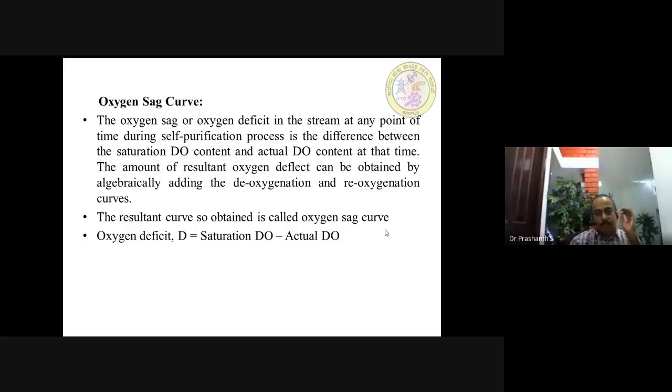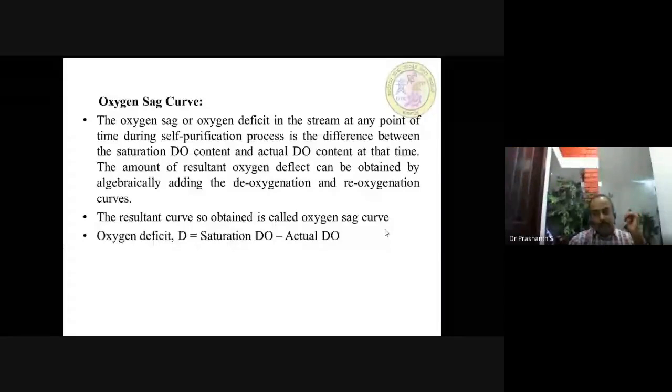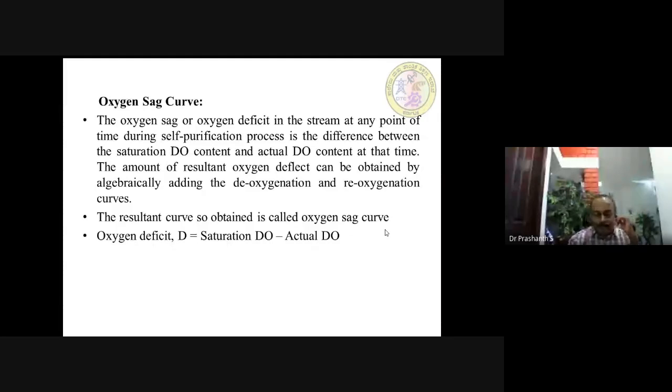So what you have to understand is, in a river, the difference from the saturation DO. The saturation DO of water varies from around 14 milligram per liter at a temperature of 0 degrees Celsius to 7 or 8 milligram per liter at 30 degrees Celsius. The DO depends upon the temperature. So the saturation DO will be around 14 at 0 degrees and around 7 when the temperature is 30 degrees Celsius.